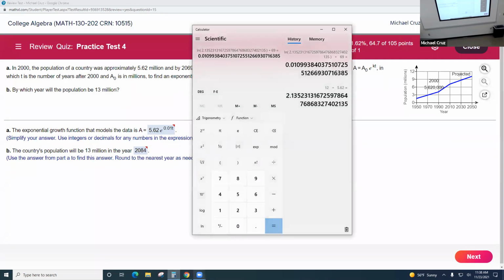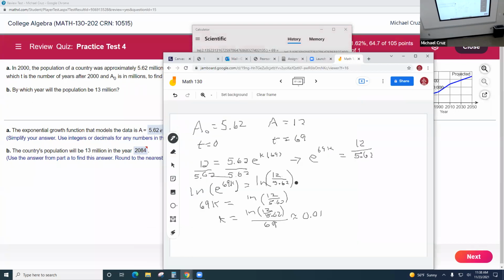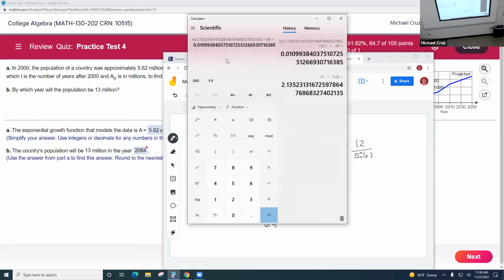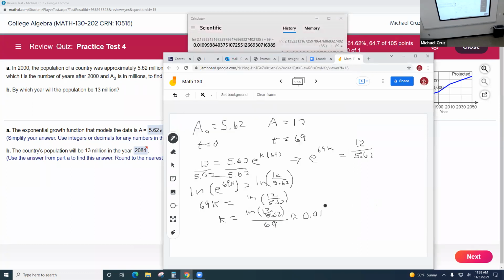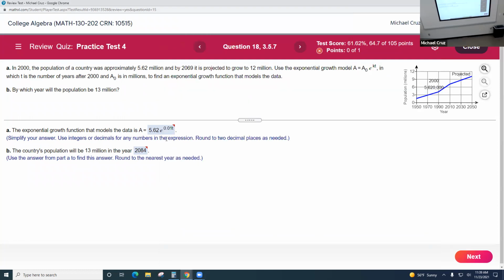Two decimal places. So it's just 0.01. All right, so now our growth model is going to be A is equal to 5.62 e to the 0.01 t. Okay. And that's what they got.